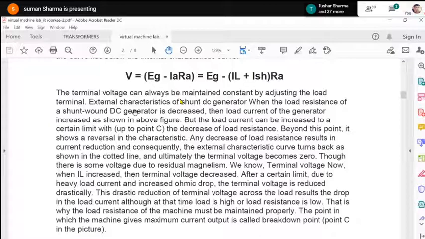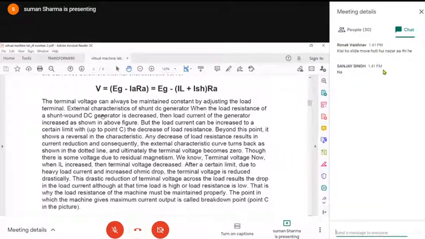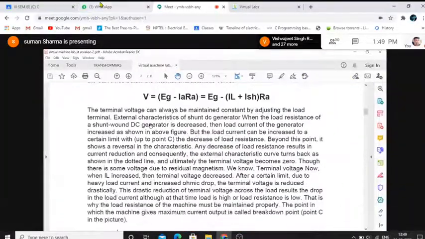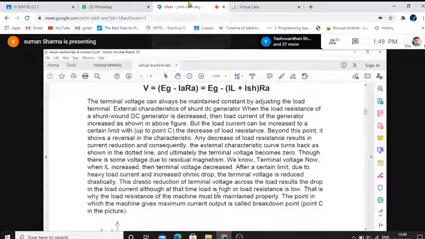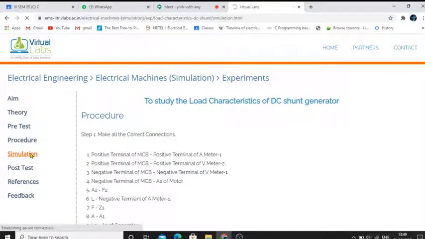We know that when IL is increased, the terminal voltage is decreased. After a certain limit, due to heavy load current and increased IR drop, this terminal voltage is reduced drastically, and the drastic reduction of terminal voltage across the load results in a drop in load current, although at that time the load is high or the load resistance is low. That is why the load resistance of the machine must be maintained properly.